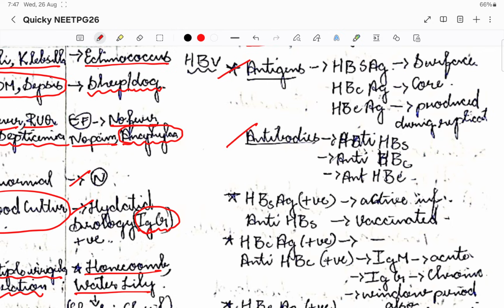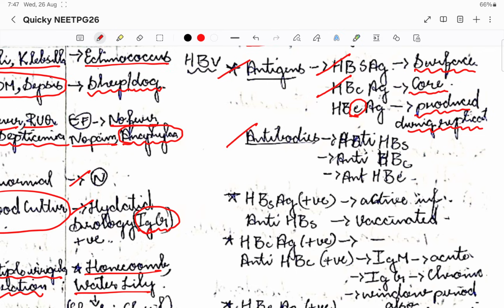The antigens within the hepatitis B virus are HBsAg, the Australian antigen, which is on the surface of the virus. HBcAg will be the core, C for core, the core of the virus. Whereas HBeAg, small e, is produced by the virus during replication. I'll come back to why it is important.